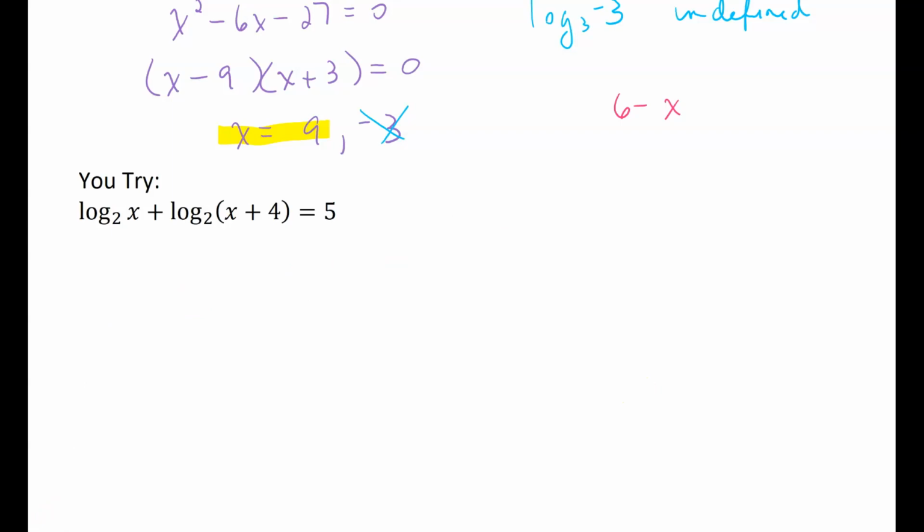All right. So as you stated, this one does become 4. What was the other extraneous solution here? Negative 8. Yes, x plus 4. All right, 2 to the 5th.